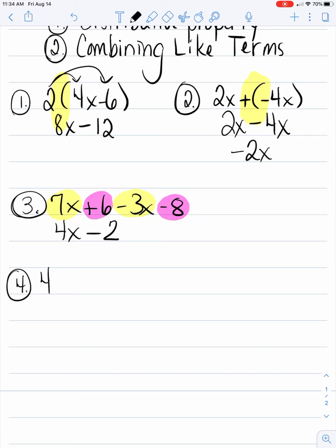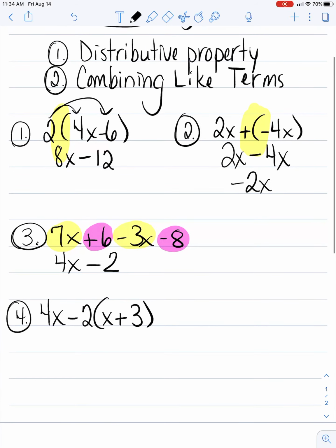So my fourth example, 4x minus 2 times the quantity x plus 3. I first ask myself, do I see the distributive property or double signs? I always put those two together. And I actually do. Negative 2 times x plus 3. So I'm going to do that distributive property first. Now when we have a plain old letter or a variable, there's an understood or an invisible 1 in front of it. So this means negative 2 times positive 1x.